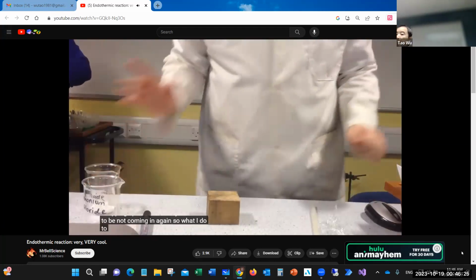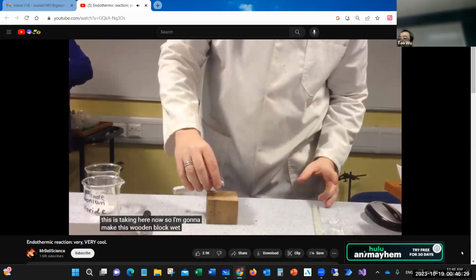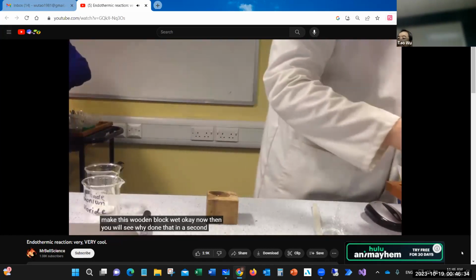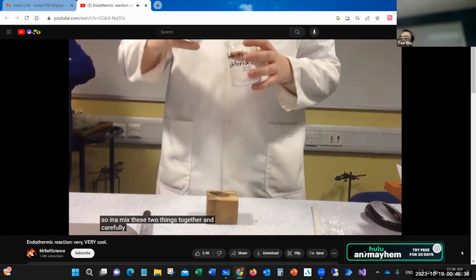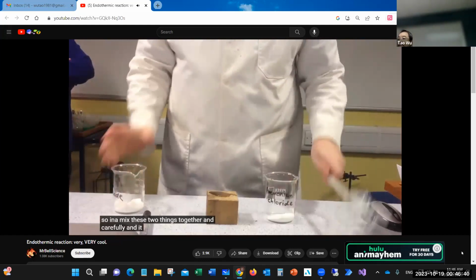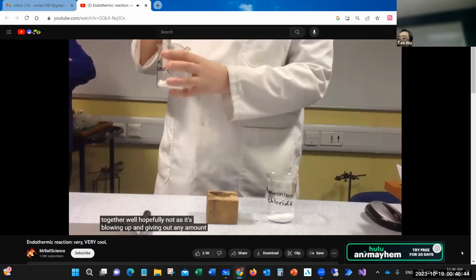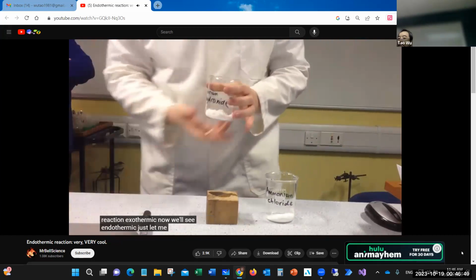So, to show how much heat this is taking in, I'm going to make this wooden block wet. You will see why I've done that in a second. I'm going to mix these two things together, and carefully, I need to break that up a bit. Hopefully it won't blow up, because if it were giving out huge amounts of energy, that would be what type of reaction? Exothermic. Now, we want to see endothermic, so it's going to be a little bit more subtle.